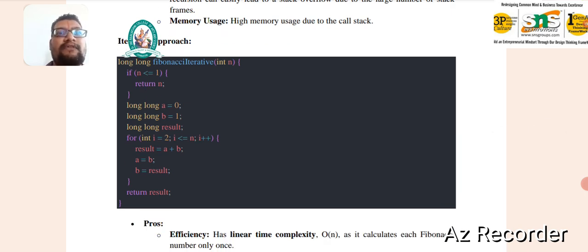The iterative approach is given as long Fibonacci iterative int n, a function created for Fibonacci. Similar to the recursive one, we give the condition if n is less than or equal to 1, then it returns n, otherwise we go to long a equal to 0, long b equal to 1, long result. In the for loop, int i is initialized as 2 and i is less than or equal to n, then we go for the increment part. The result equals a plus b, a equals b, and b equals result. Finally, after the for loop is completed, we return the result value.